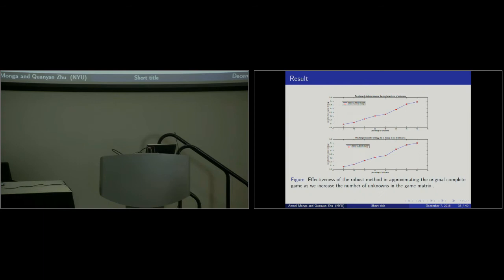And this is another thing that we can look at. This is also an obvious way to investigate: the deviation from the solution that we know, which is the ground truth, versus the percentage of entries that we do not know. It's in some ways intuitive that the more unknowns there are, the more errors are going to occur.